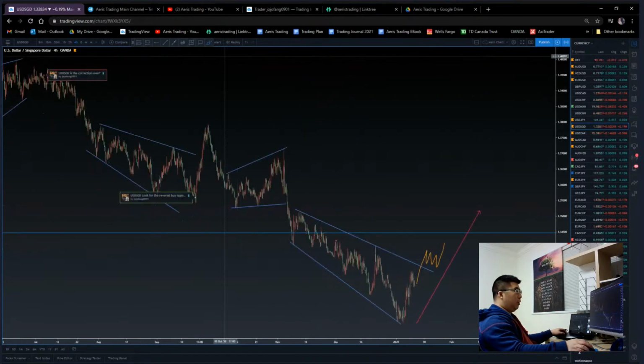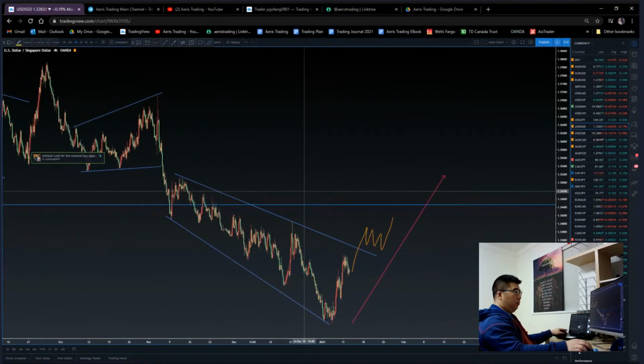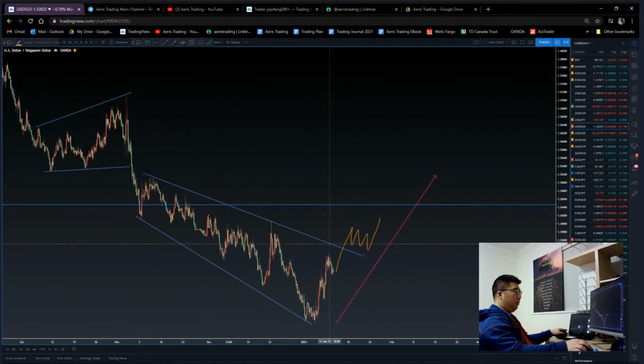So dollar Singapore dollar, I talked about this in the weekly outlook as well. We're kind of approaching this top now, which is great. We're approaching the top of the structure, but be careful. Same thing, wait for confirmation. Price can easily hit this top and then drop down and continue onward, which is exactly what happened in the last case.